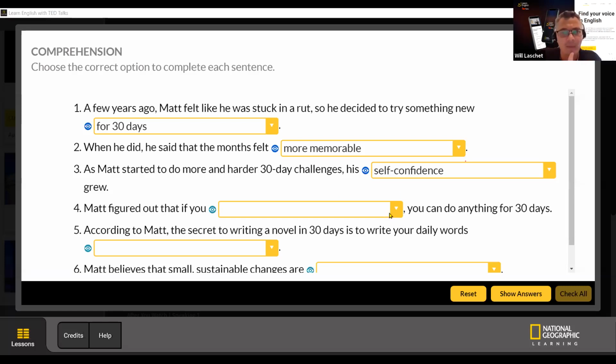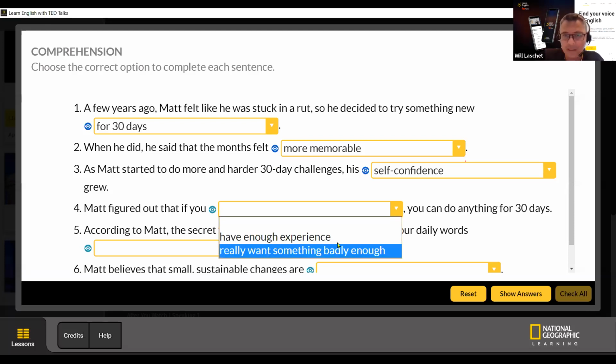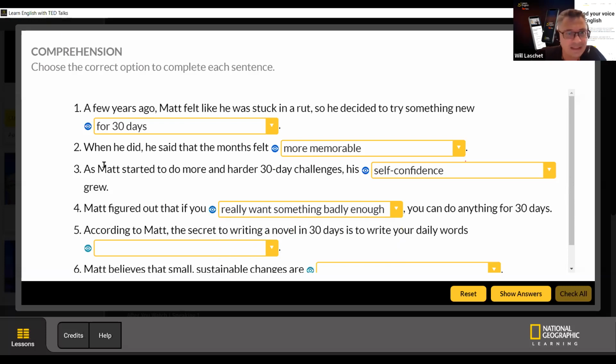Number 4, Matt figured out that if you have enough experience, or if you want something badly enough, you can do anything for 30 days. Okay, so what do we think is the right answer here? Is it experience or is it want it badly? I need tea says want something badly enough. I think that's the right answer. I think this is an important point as well, that if you choose something that you don't really want to do, you're not going to do it because you don't have that motivation. So that's an important point.